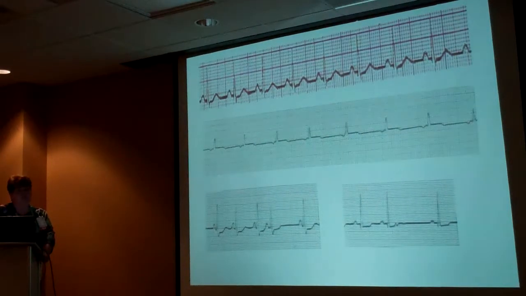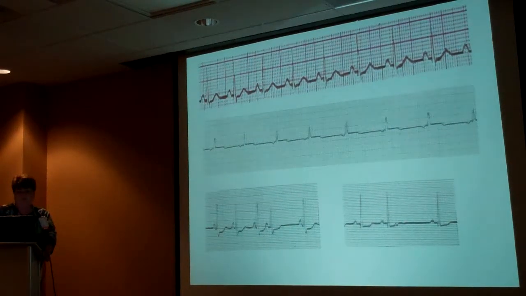So let's look at some of these P waves. Here's a P followed by a QRS. P, QRS, P, QRS. The P wave is positive. All the P's look alike. They're all positive. Their rhythm is pretty regular. Okay. Let's look at this next one.